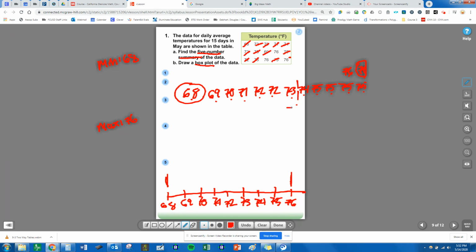It's 73 plus 74 divided by 2, or 73.5. So that is the median. That's part of our 5-number summary. We already know how to do it. 73.5. All right, 73.5 gets a line right here.